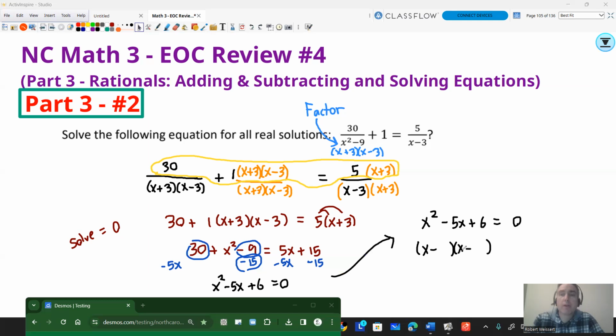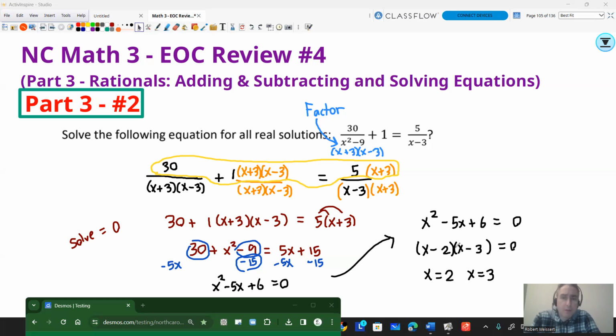Well, they're going to have to both be negative, aren't they? Because they have to add to a negative number. So I'm thinking it's going to be negative 2 and negative 3. Negative 2 plus negative 3 is negative 5. Negative 2 times negative 3 is 6. So that's my two factors. Therefore, my two answers, my zeros, would be X equals 2 and X equals 3, because we want to set each of those equal to 0.